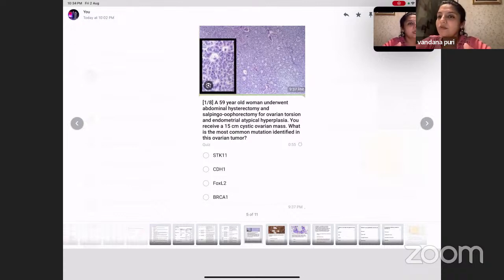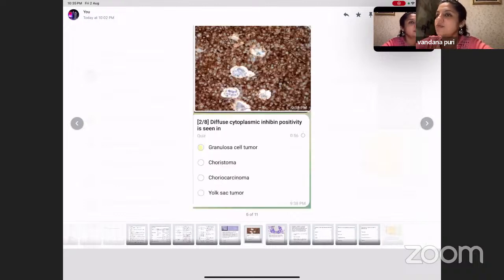Apart from that, they've given you that this is an ovarian mass, and on the inset you are seeing a follicle-like structure. Remember, follicle-like structures lined by epithelial cells which have grooves in them. These are very typical bodies called Call-Exner bodies, which are seen in granulosa cell tumor. The mutation associated with them is FOXL2, and the IHC marker which comes out positive is inhibin. Diffuse positivity of inhibin is very typically seen in granulosa cell tumor.